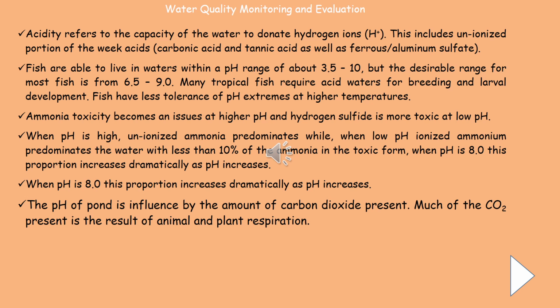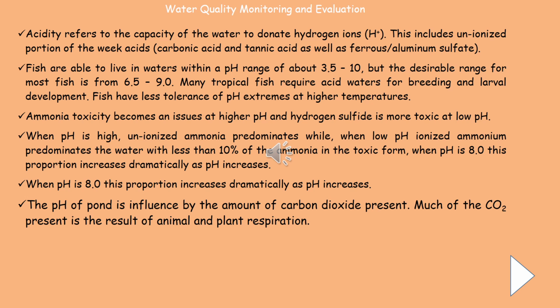Fish are able to live in water within a range of about 3.5 to 10 pH. At 3.5 the water is acidic, while 10 is alkaline. But the desirable range for most fish is from 6.5 to 9.0, that is slightly acidic to slightly alkaline.